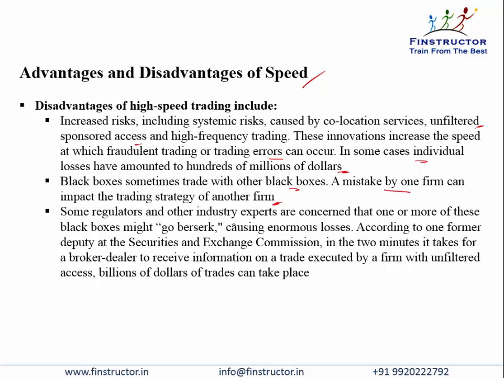Regulators and other industry experts are concerned that one or more of these black boxes might go berserk, causing enormous losses. So according to one former deputy at the SEC, in the 2 minutes it takes for a broker dealer to receive information on a trade executed by a firm with unfiltered access, billions of dollars of trades can take place by these high speed or high frequency algorithms. So that's the extent of volumes today, and that's the extent of the mistakes also that can happen if they do. So that's some of the disadvantages that we should be careful about.